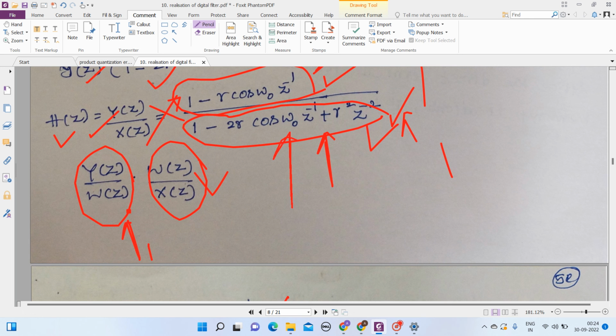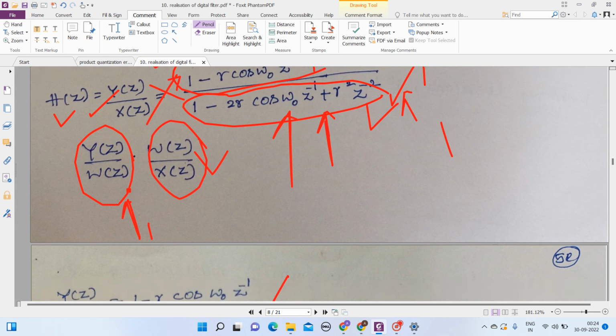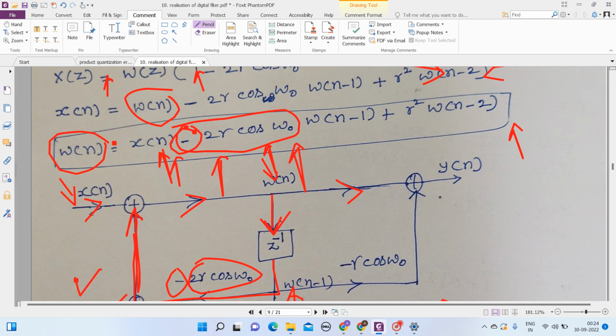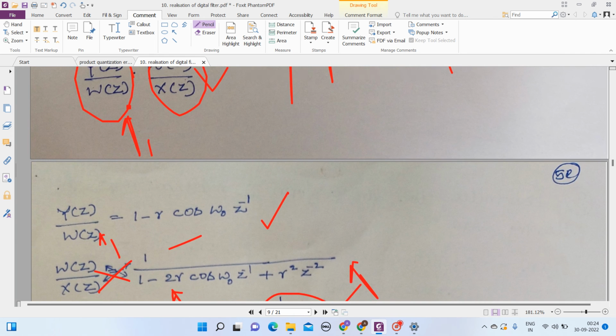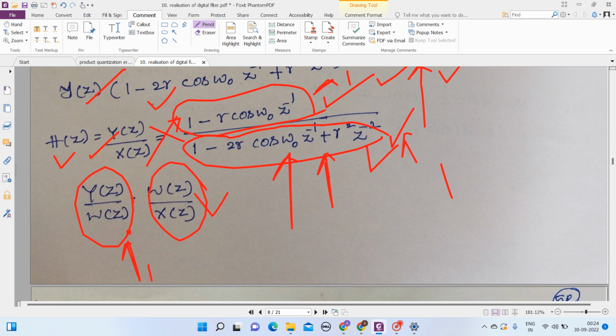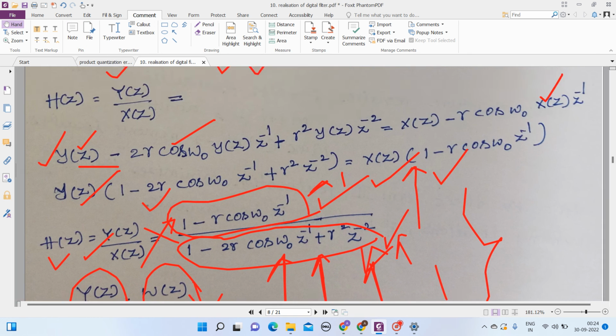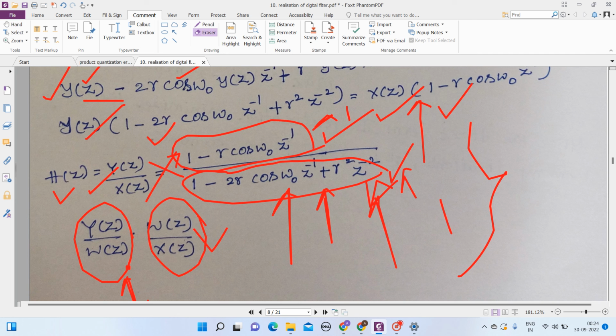While seeing this equation, it is possible to draw the structure, even the direct form 1 and direct form 2 structure also. I have not explained this in my previous video. So without following the procedure, while seeing this equation itself, we can easily draw the structure. I will explain how to write that structure without following the procedure.